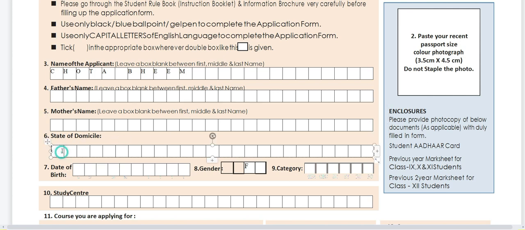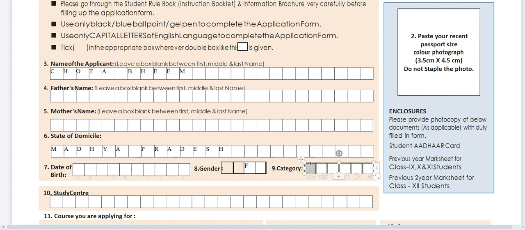Now state of domicile, so I think here we all are from Madhya Pradesh, so you have to write Madhya, just again leave a blank, and that will be Pradesh. Okay, and in the next column you have to write your date of birth, which is in the format DDMMYY. So that will be the date of your birth. Then continue, don't leave any blank in between, then write your month, and after that write the subsequent year in which you were born. I think gender is self-explanatory.